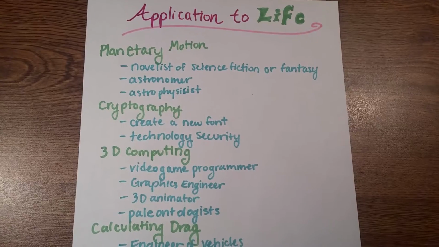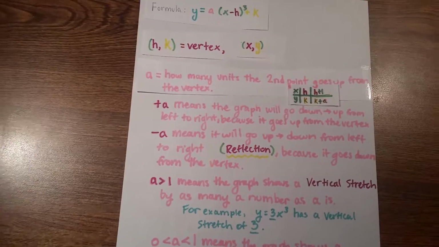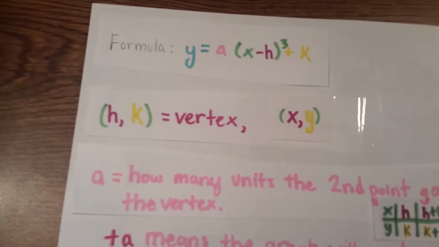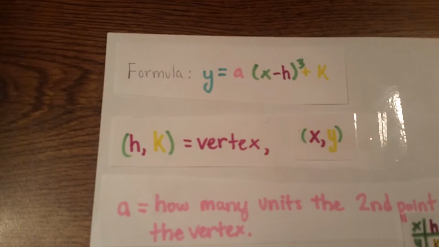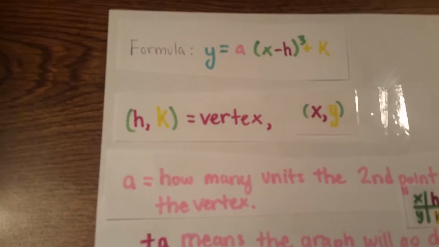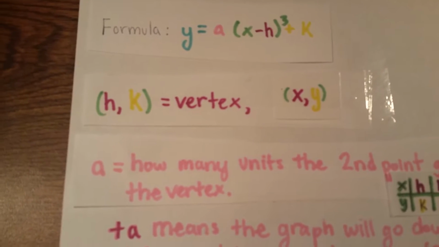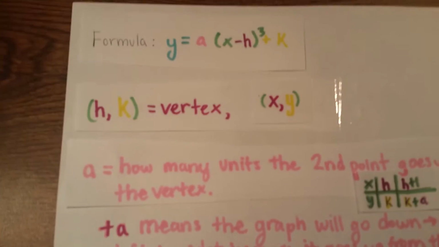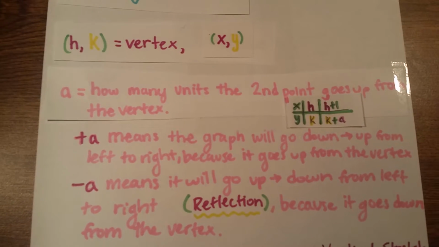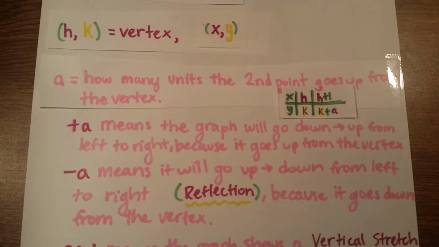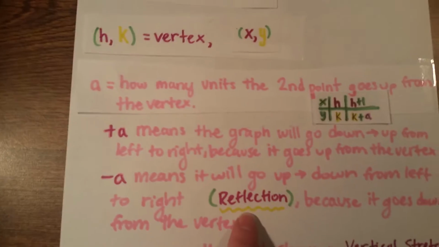So, yeah. The first thing that you need to know about cubic functions is that the formula is y equals a(x minus h) cubed plus k. So you might be wondering, what on earth do these letters mean? First of all, h and k are what you plug in as x and y for the vertex of the function. The a value is how many units the second point goes up from the vertex, which also means that if it's negative, then you go down from the vertex, and that is called a reflection.